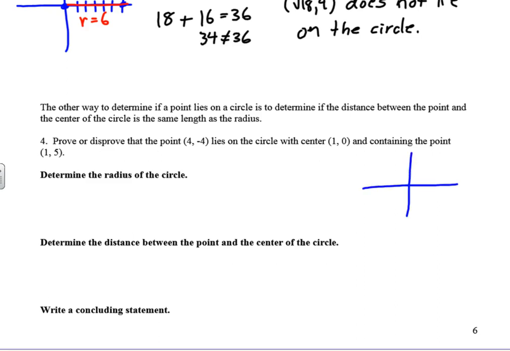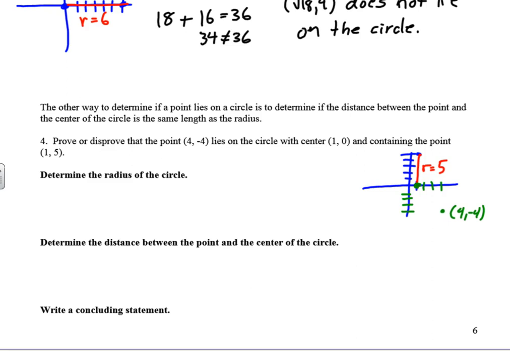Sometimes it makes our distance a little bit simpler. So (1, 0), and then I've got 1, 2, 3, 4, 5. Okay, so (1, 5). So our radius for that one is 5. So now the point in question, we'll use green here, is 1, 2, 3, 4, 1, 2, 3, 4. So (4, -4). And our center, and we're wondering, does that come out to be 5? That's kind of the question.